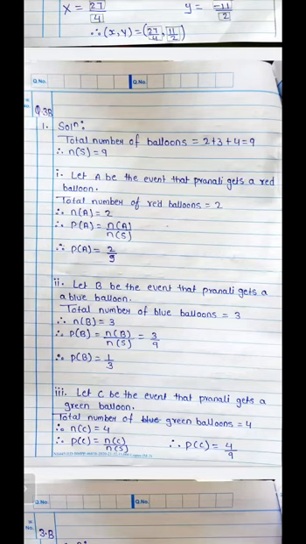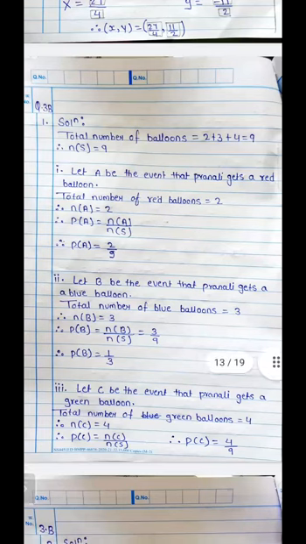So total number of blue balloons is equal to 3. Therefore, NB is equal to 3. Therefore, we can say that PB is equal to NB upon NS, which is equal to 3 upon 9. And after reducing this 3 upon 9, we will get 1 upon 3. So probability of PB is equal to 1 upon 3. That is of blue balloon.